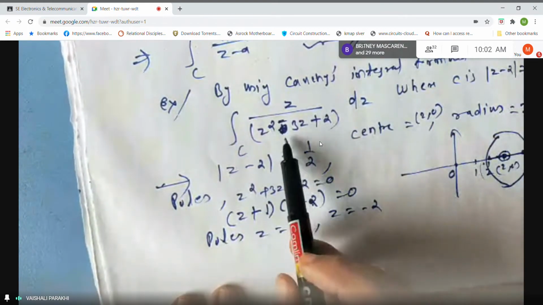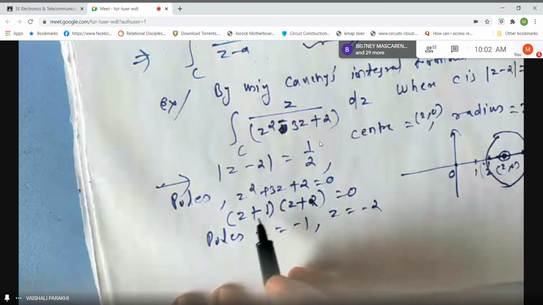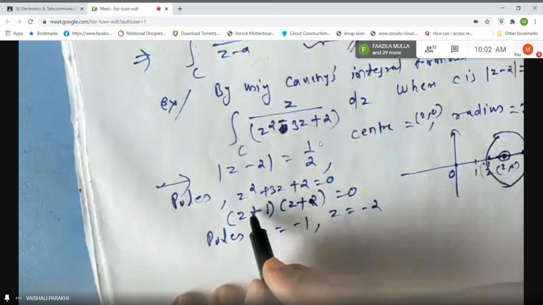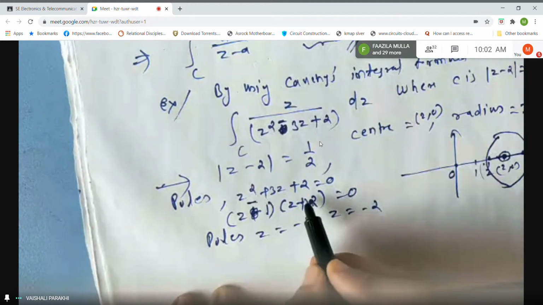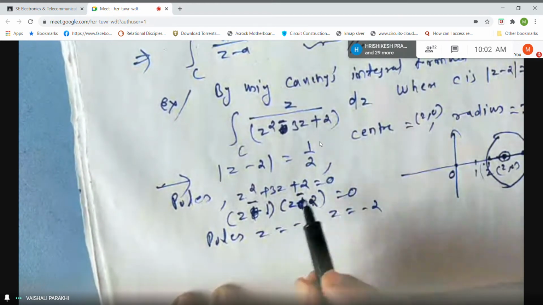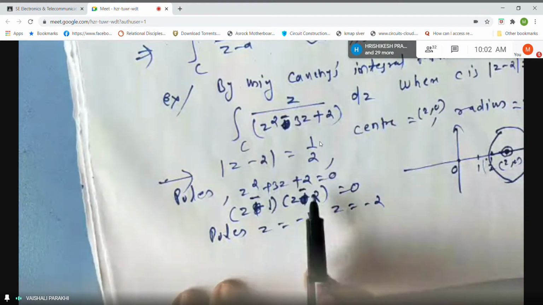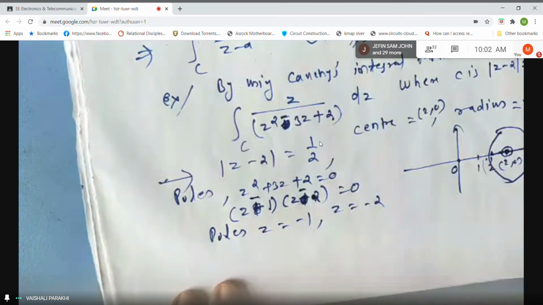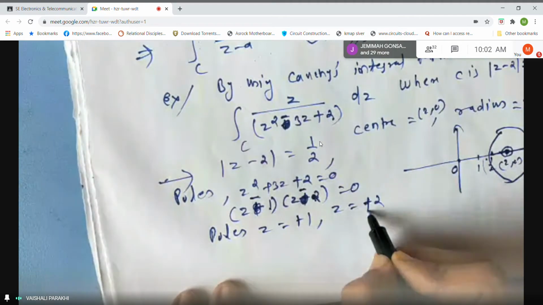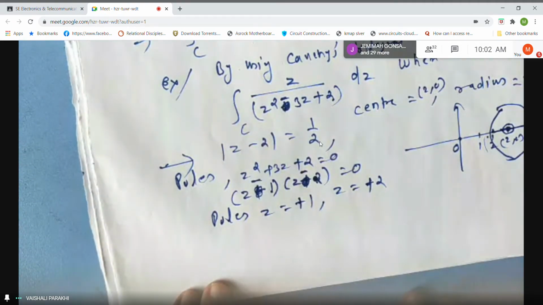So what will happen here? What will be the factors? This will be z minus 1 and z minus 2. Because see, -1 minus 2 is -3 and -1 into -2 is +2. So z is 1 and z is 2. These are the two values of the poles.